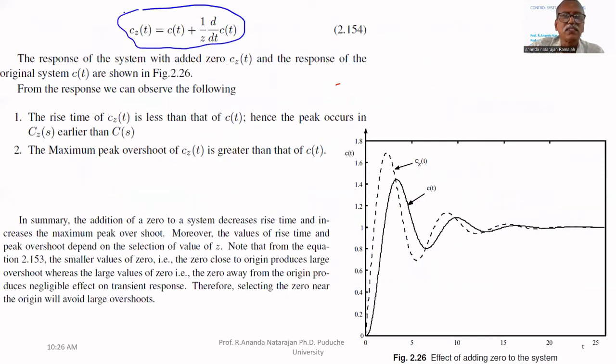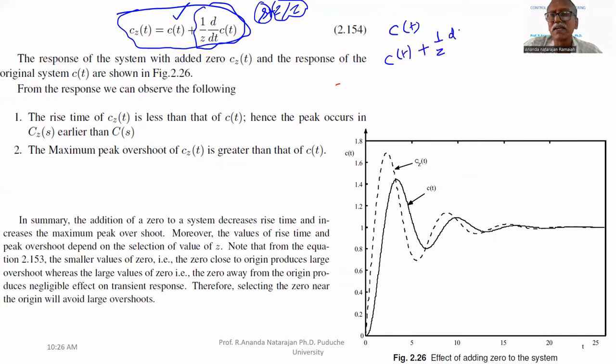Therefore, C Z of t means the compensated system. The response of the uncompensated system is C of t. The compensated part, S plus Z, is separated into two parts. One is the original system, another one is with S. That gives this component. So the response of the original system is C of t. The response of the compensated system is C of t plus 1 by Z d by dt of C of t. The derivative of C of t is added.